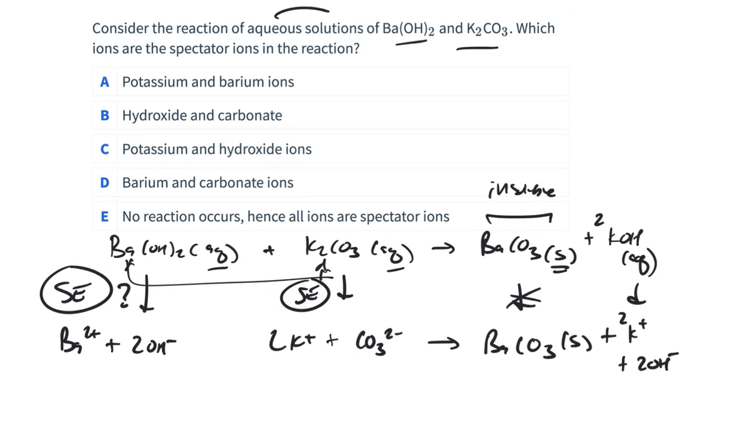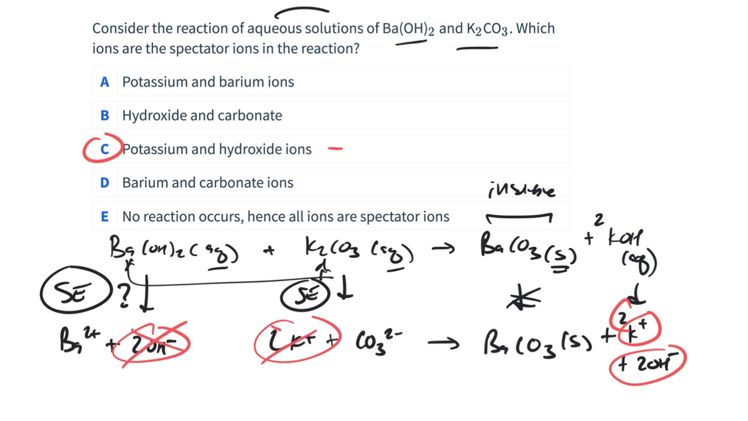And so my spectator ions are the ions that are in identical form on both sides of the reaction. So that's hydroxide and that's potassium. And so the spectator ions here would be the potassium and the hydroxide ions because they appear in identical forms on both sides of the reaction, meaning they're just watching the reaction is the thought. And so we can cancel them out. The spectator ions don't appear in the net ionic equation.